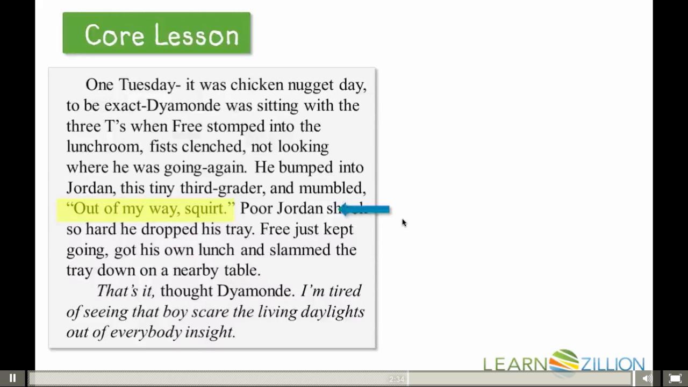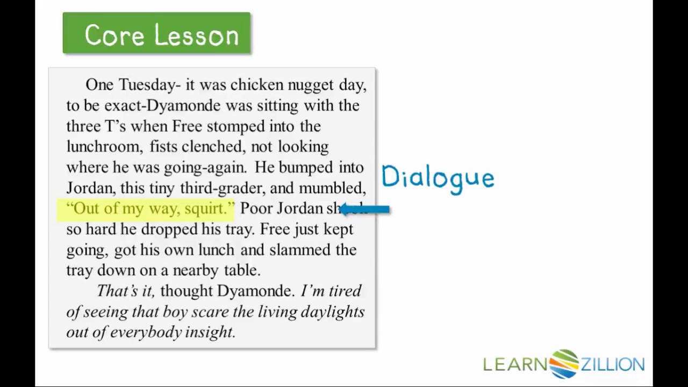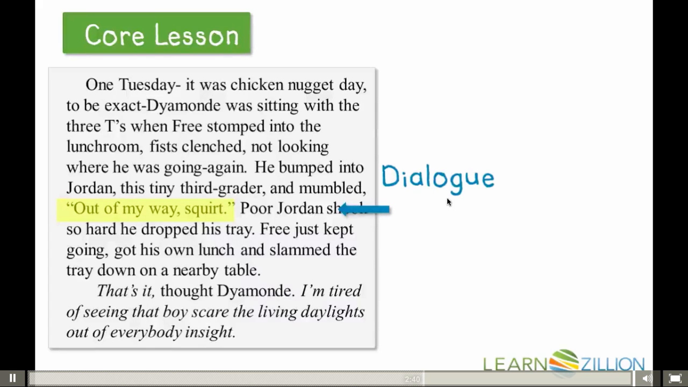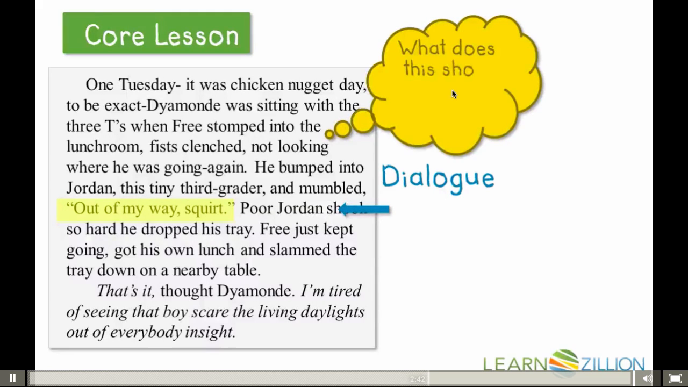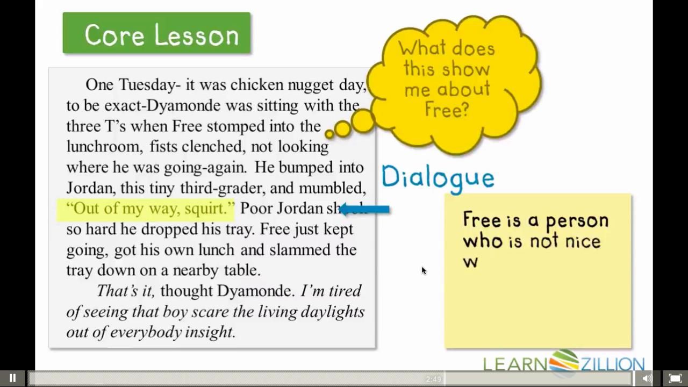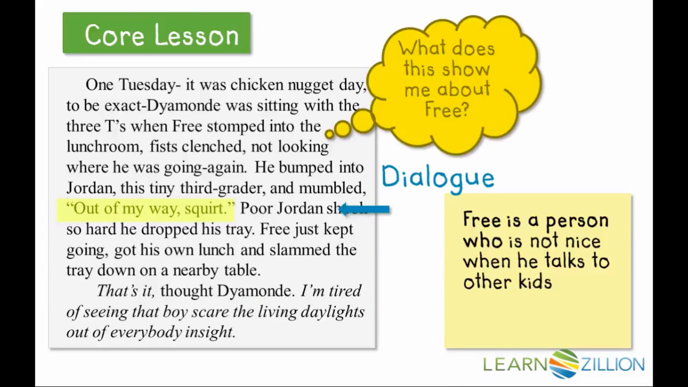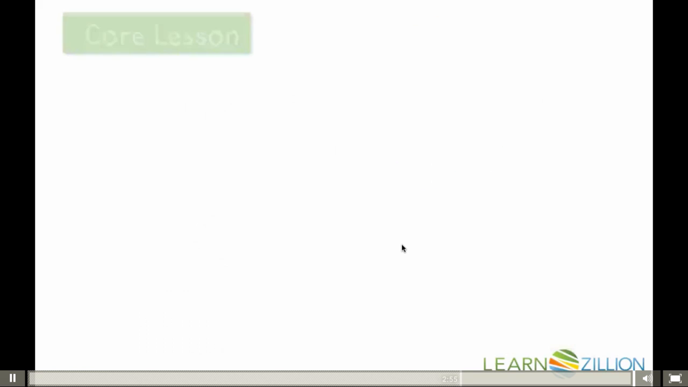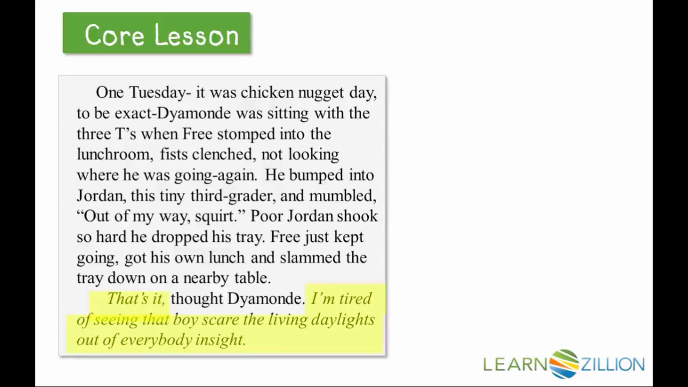And here's some dialogue. These are the words that Free said. "Out of my way, squirt." So I'm going to pause when I read that, and I'm going to think, what does this show me about Free? Well, maybe Free is a person who is not nice when he talks to other kids. So these are how I'm getting some of these character traits about Free.